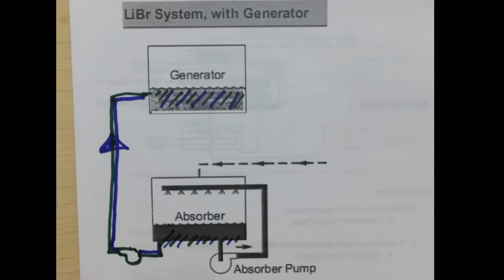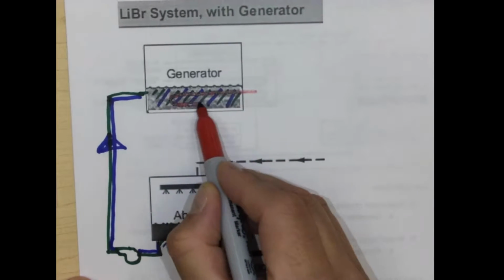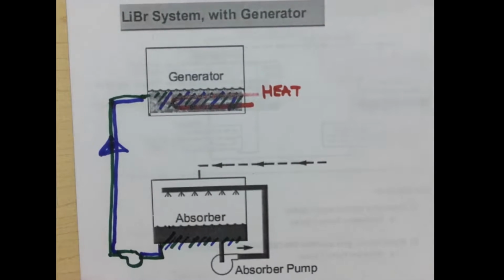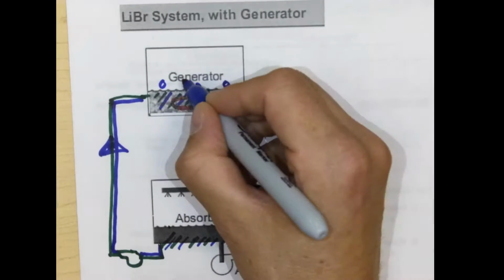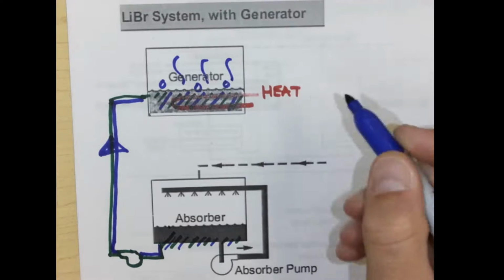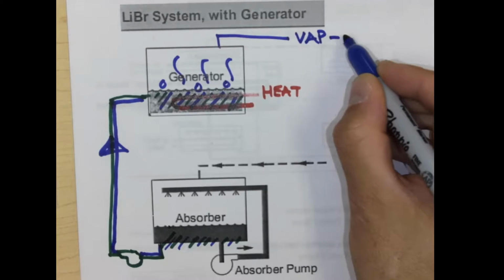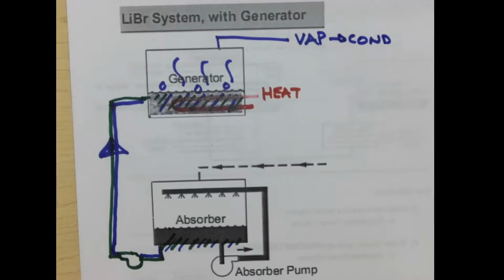Okay, how did we drive off the ammonia in the last system? We added some heat. So this is where our heat input comes in. We've got some heat coming in, and when it does that, it's going to drive off some water vapor, and that vapor goes to my condenser. And we'll complete the rest of the refrigeration cycle.